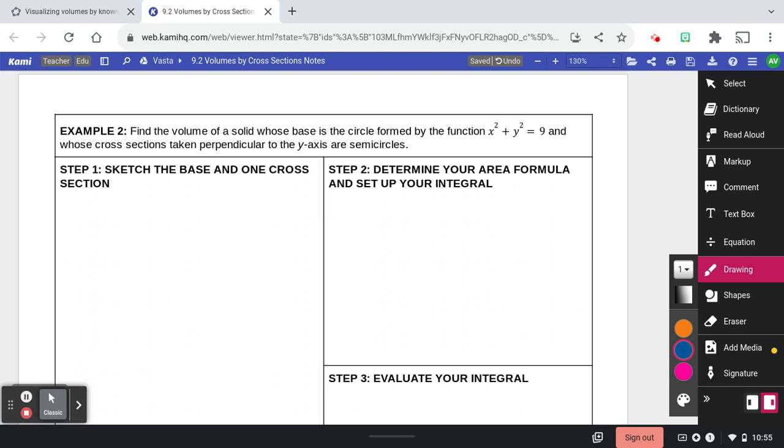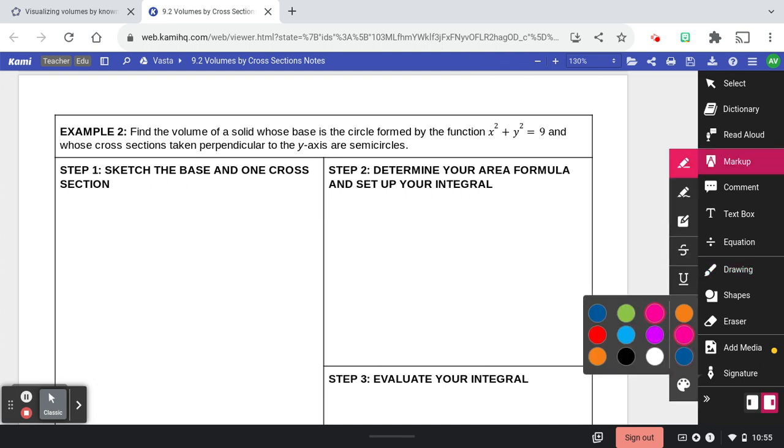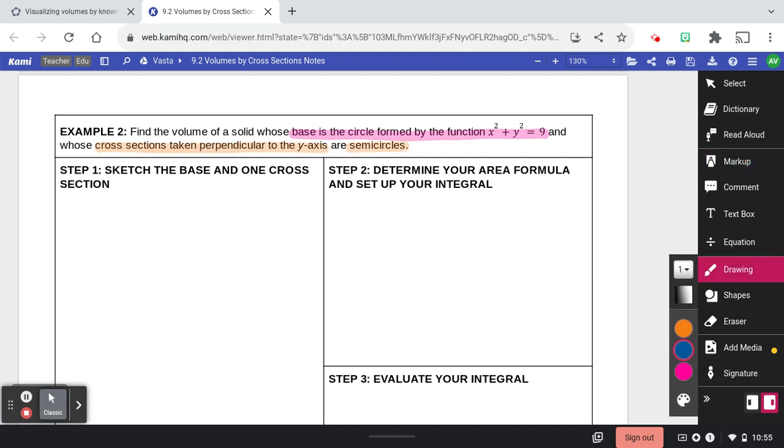Let's take a look at another example. This is going to be an example where it says find the volume of a solid. So we're finding a volume whose base is the circle formed by this function and whose cross sections taken perpendicular to the y-axis are semicircles. Now, the first thing that I'm thinking here is if we're perpendicular to the y-axis, everything is going to be with respect to y. So let's keep that in mind as we do this problem. We're going to want y's in everything. The y's are our variables, everything.